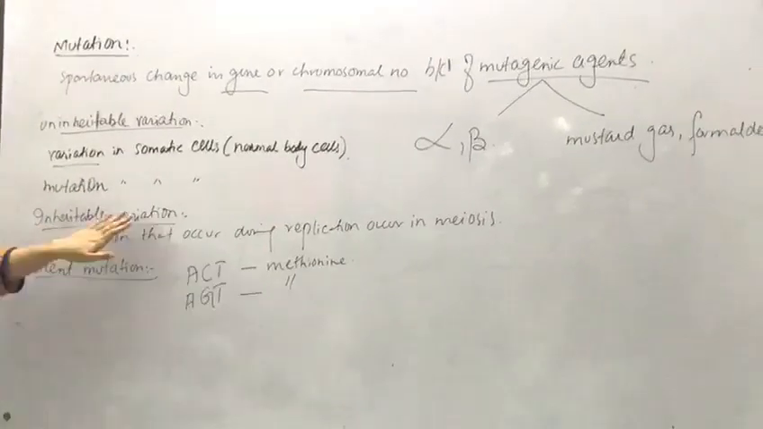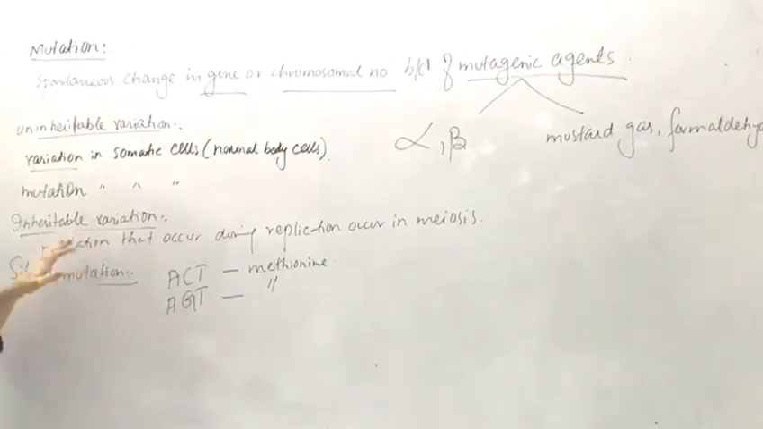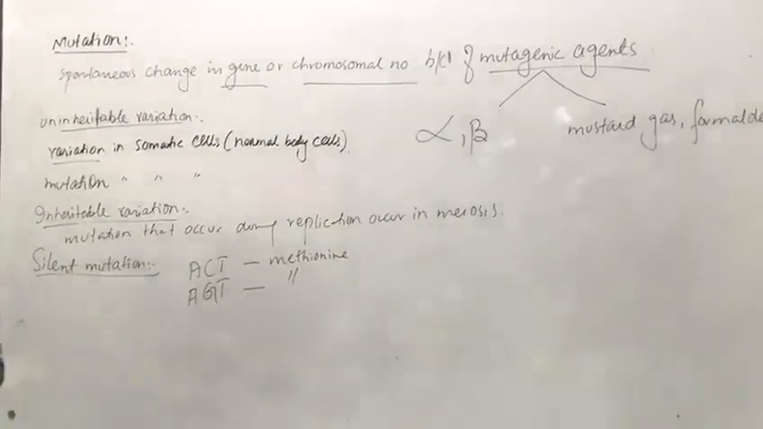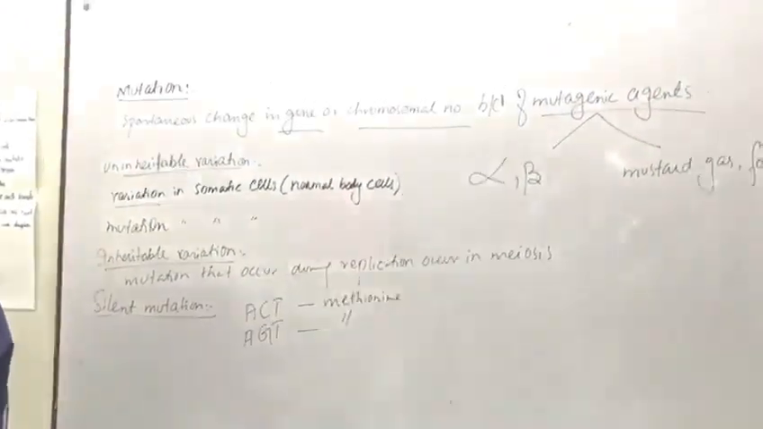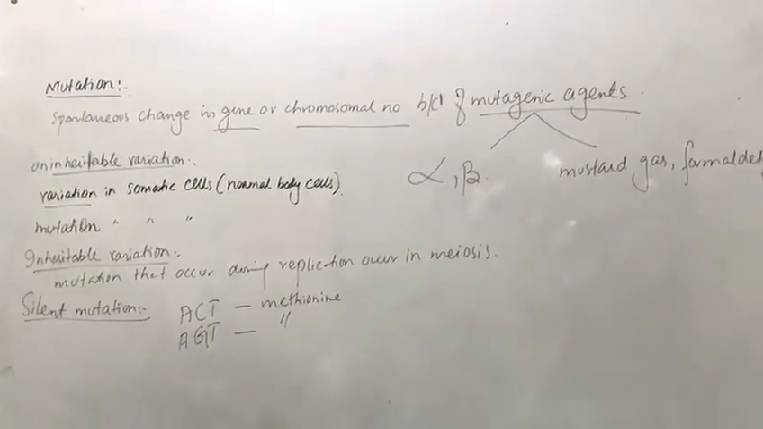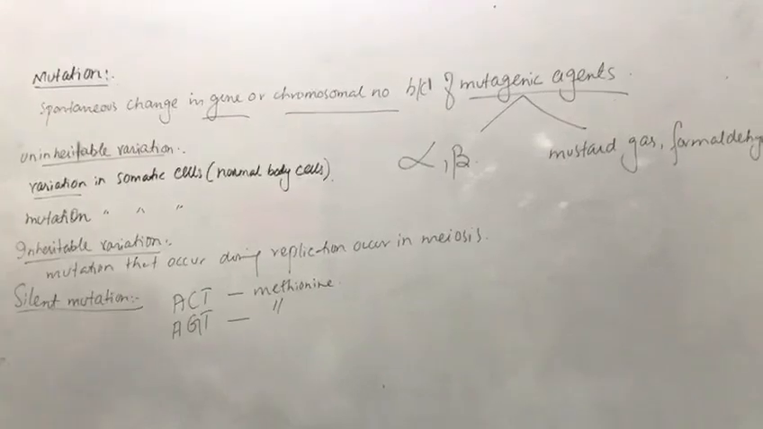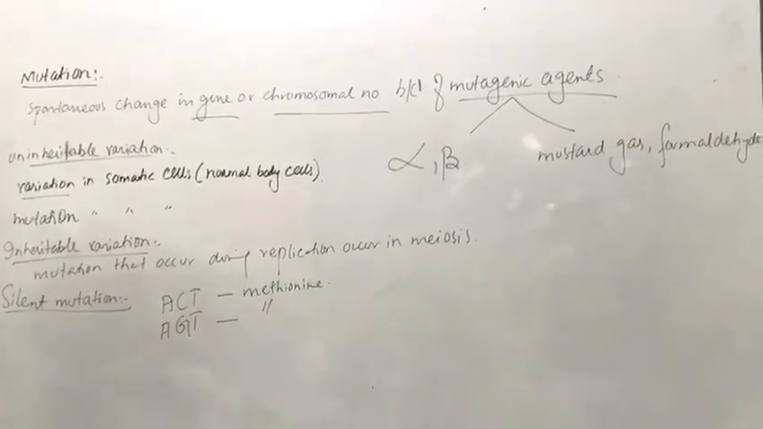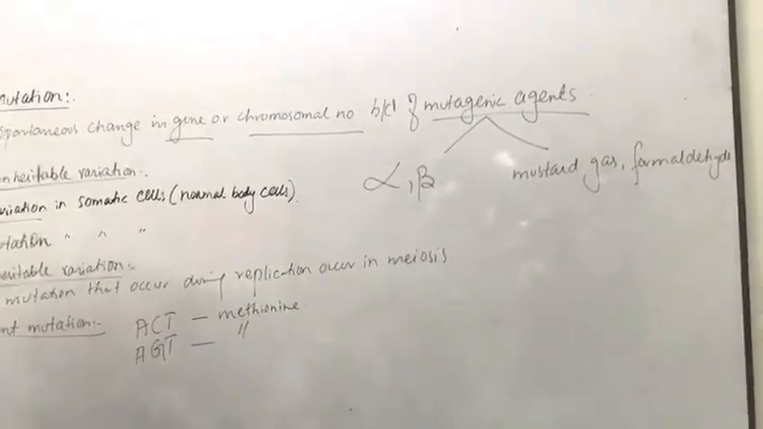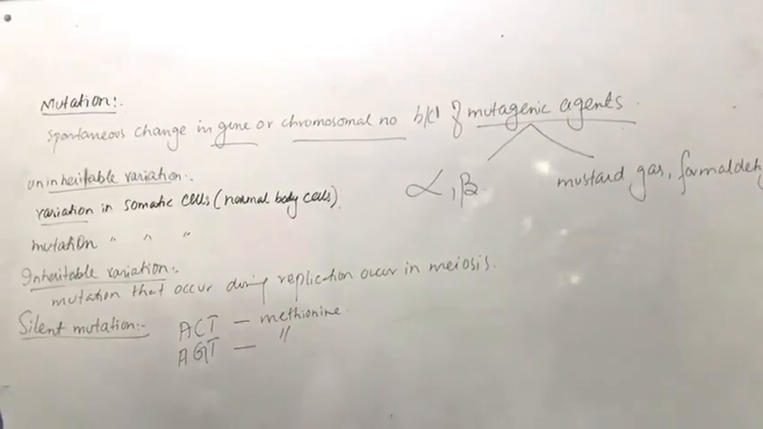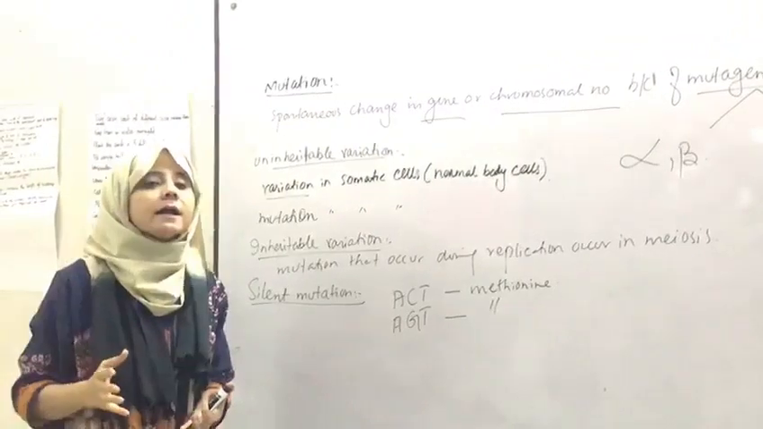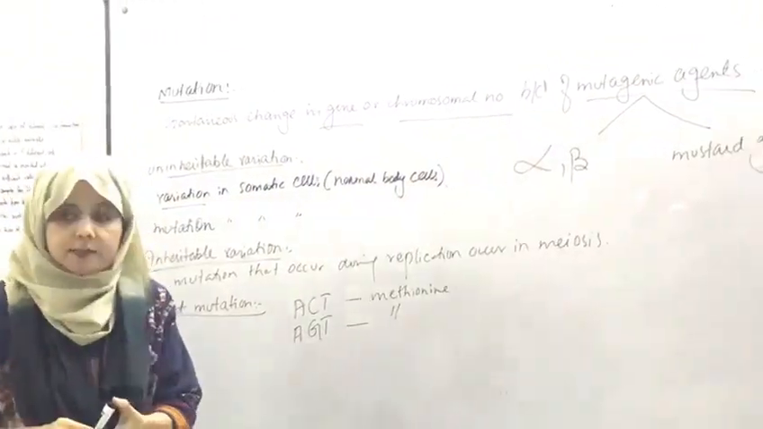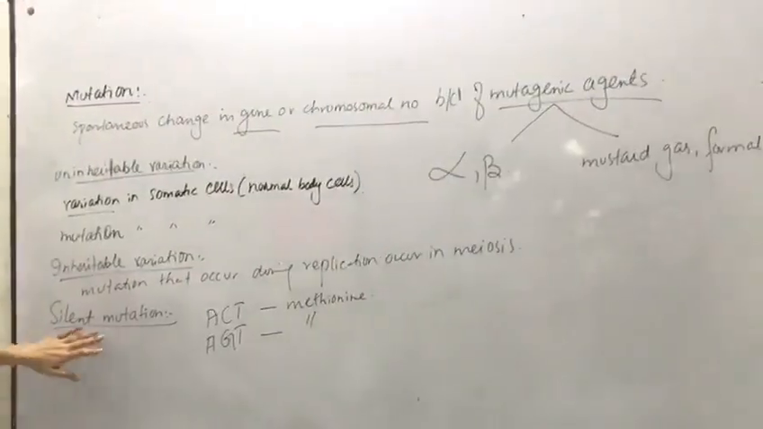Whereas the inheritable variations are those that occur during the replication process in meiosis. That is, during gamete formation, when meiosis happens, in the first stage of meiosis, what happens? The chromosome replicates. When replication happens during that process, if any mutation occurs, then such types of mutations are inheritable mutations. Clear?